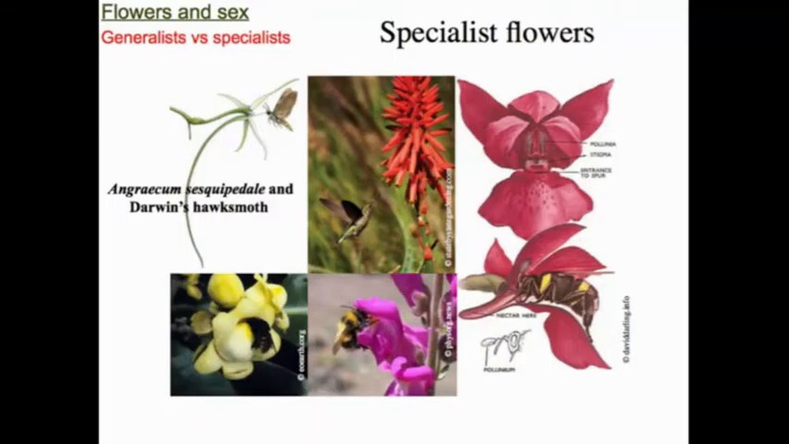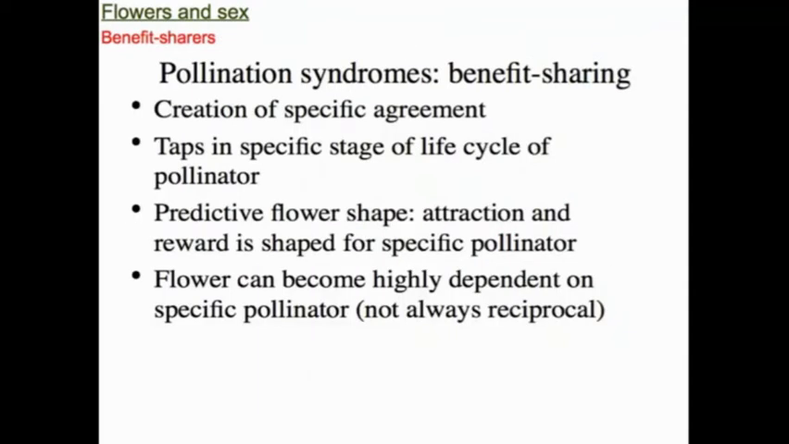So basically, the specialist flowers are at the base of a creation of pollination syndromes, where we have a kind of benefit sharing between a specific insect and a specific flower. So we can have a sort of creation of a specific agreement. What is interesting is that the flower taps into a certain stage of the life cycle of the insect. That can be the feeding life stage, the reproductive stage, or the nest building stage. So the pollinator has to go to the flower to perform some vital elements for its life cycle.